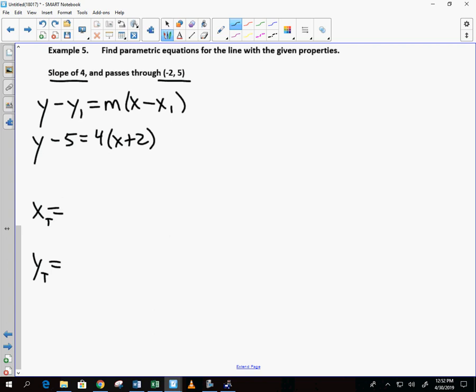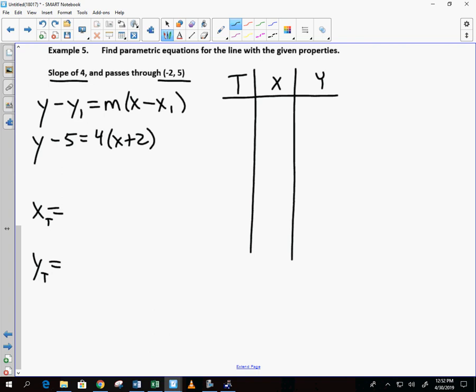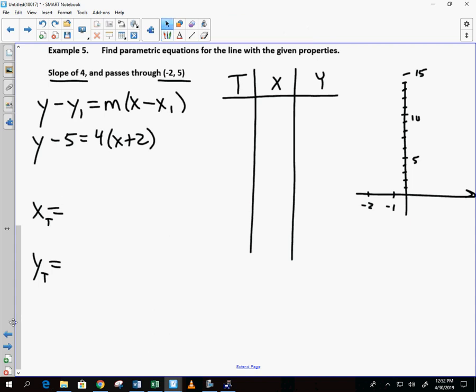I think it's best to just start with a table, just like we did before. Time, x, and y. Let's start by graphing this line. If we're going to start something, what time would you like to start at? 0.